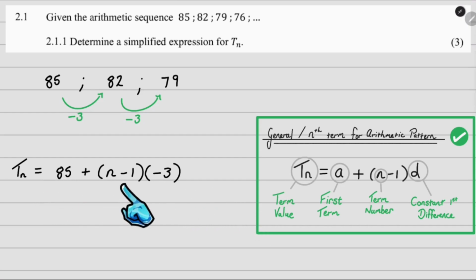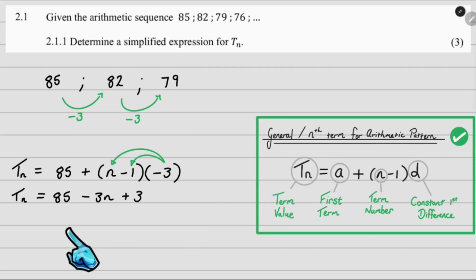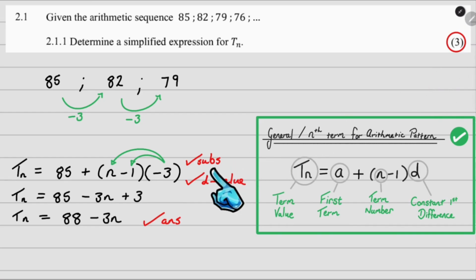Okay, now we can't leave our answer like this. They want it simplified. So to simplify it, I'm going to distribute the -3 in that bracket. And last thing left to do is the like terms. 85 plus 3 will give me 88. Your 3 marks will be earned from the correct substitution, the correct d value of -3, as well as your simplified answer.